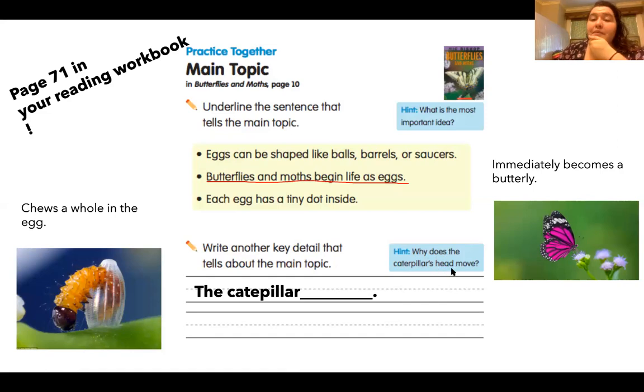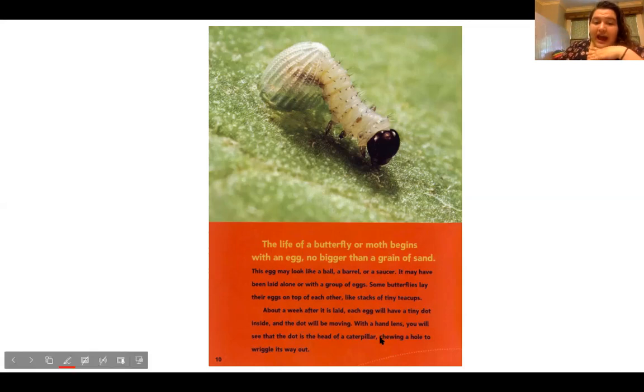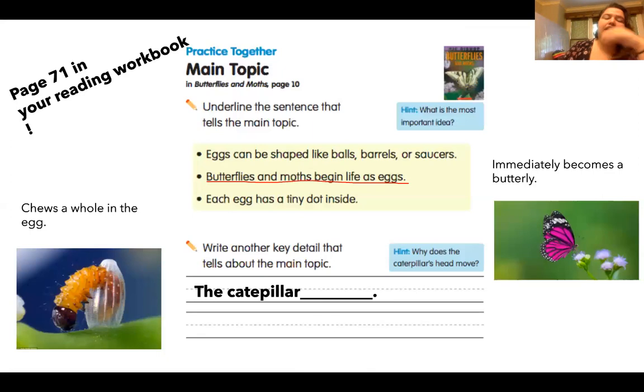So remember, let's go back to the story because sometimes I forget. So if we look at the story, it says, with a hand lens, you will see the dot is the head of a caterpillar, chewing a hole to wriggle. Wriggle is another word for move, its way out. So it's chewing a hole in order to get out of the egg.